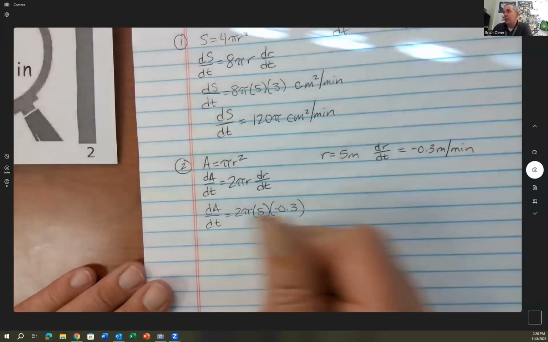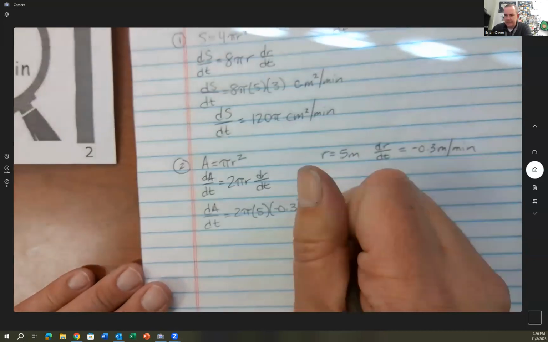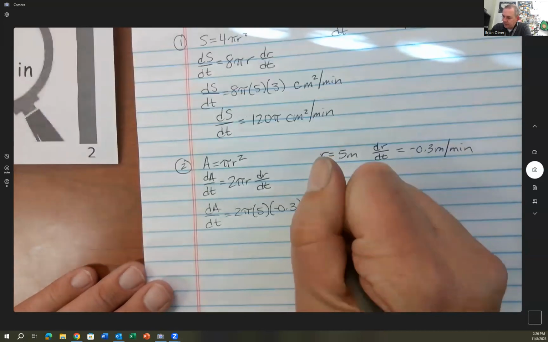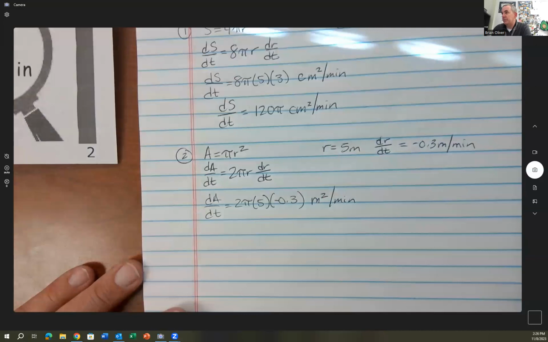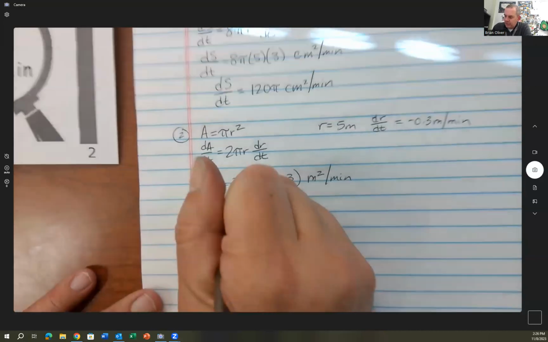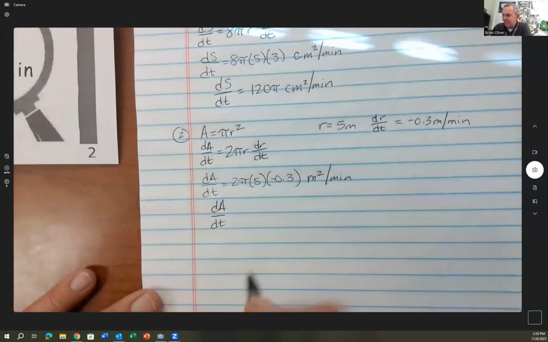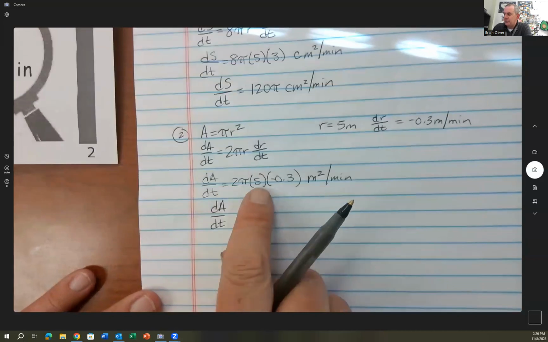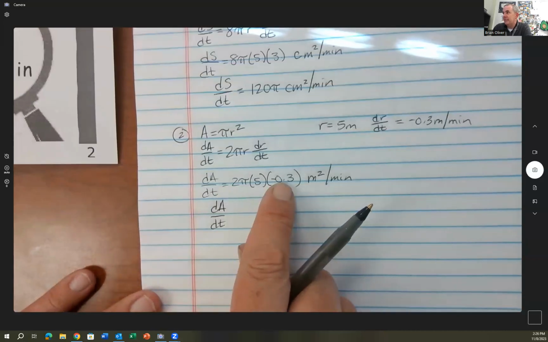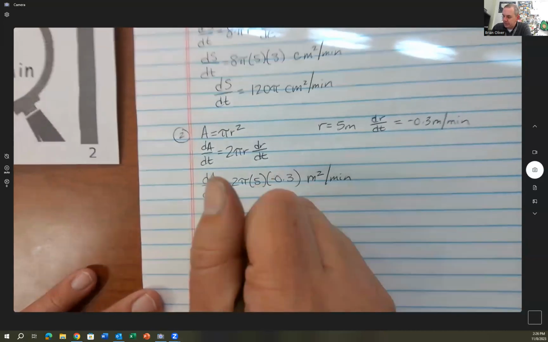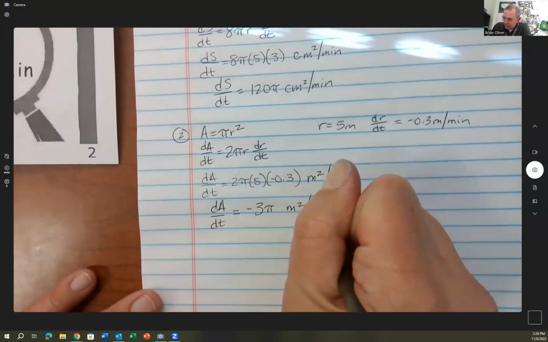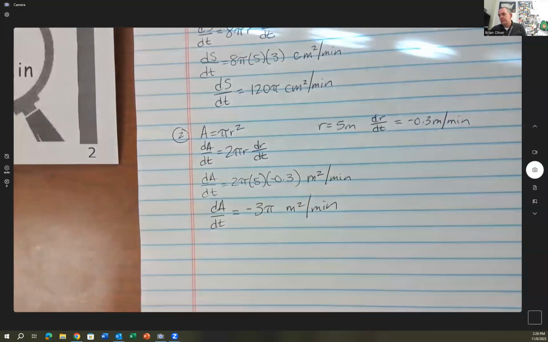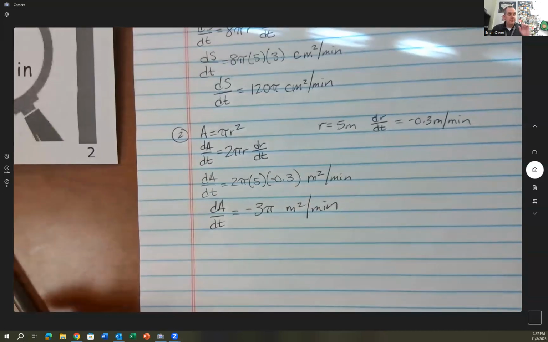And then again, in FRQ world, we would just want to stick it down here that this would be meters squared per minute, and that would be fine. But in the world we're in right now, if we want to simplify it, this is again a non-calculator thing. 2 times 5 is 10. 10 times negative 0.3 is going to be negative 3 pi meters squared per minute. So that tells me I'd look for my negative 3 pi.